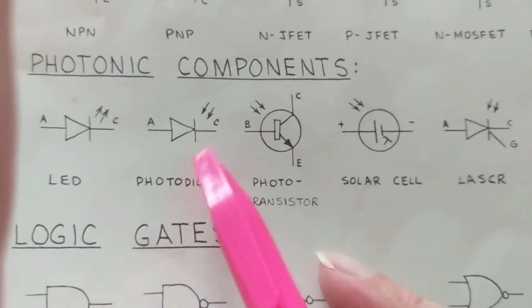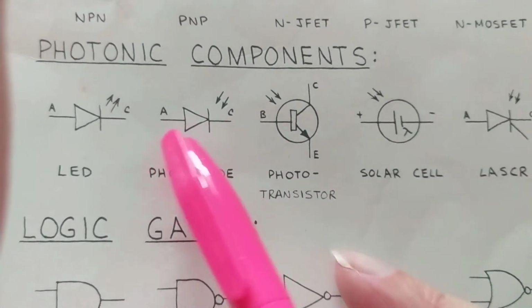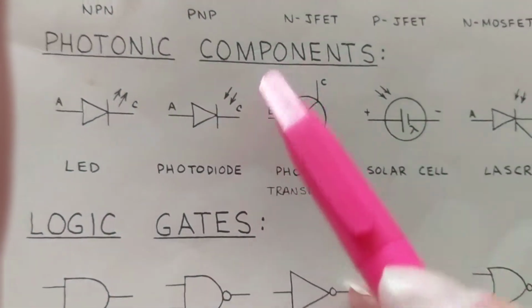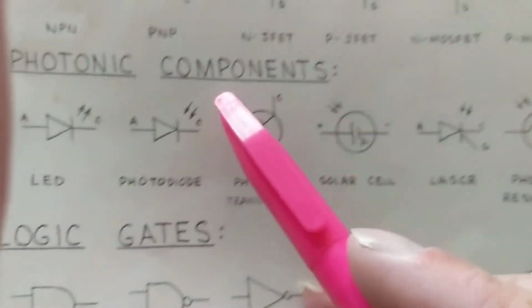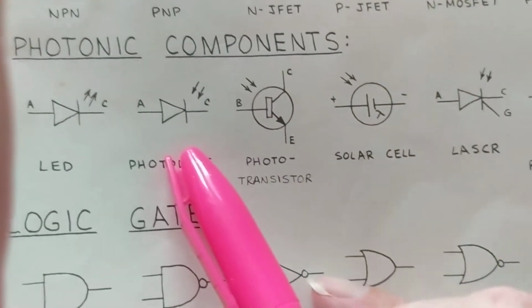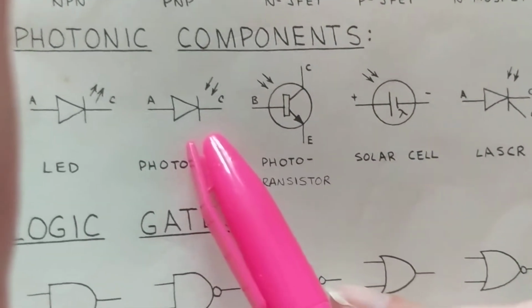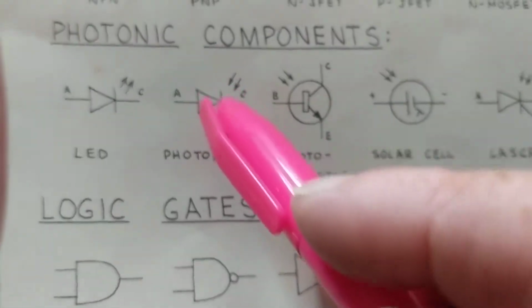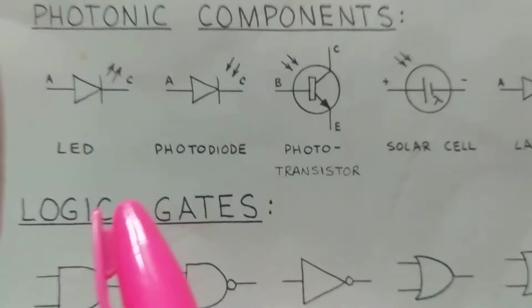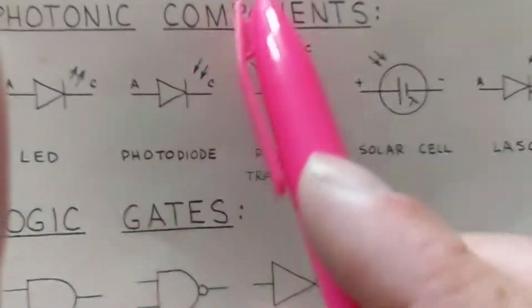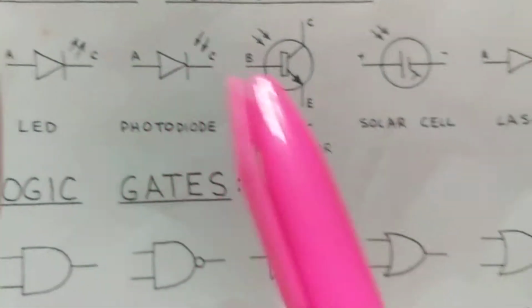Now, look at the difference. Again, this is called the anode, this is called the cathode. Nothing changes between that. But what does change, the photodiode means light is striking it. That means it will conduct where light hits it. So therefore, if I take an object which has light and I flash it on it, it will make it conduct. This one means that it will give off light. This one means it needs light to conduct.